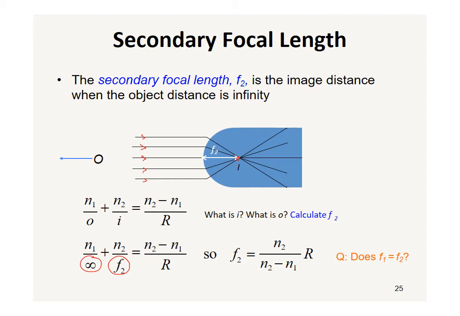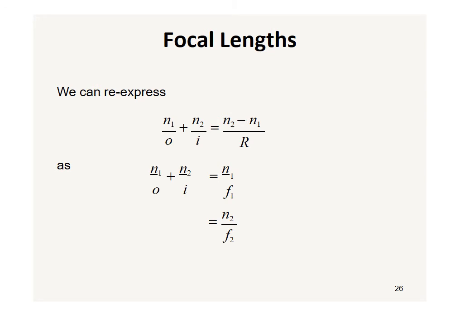If you go check the previous slide, you'll find that F1 does not equal F2. And the problem is the refractive indices are different on the different sides. So a spherical surface like this has actually got two focal lengths. We can re-express our expression that gives us the relationship between these conjugate distances O and I in terms of the focal lengths, the primary focal length and the secondary focal length.